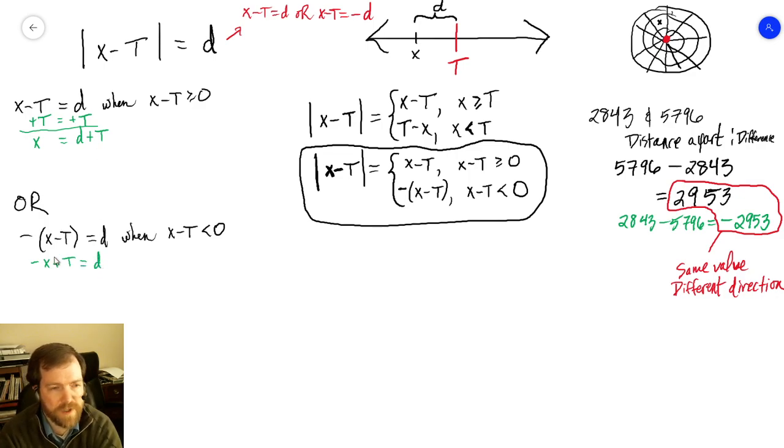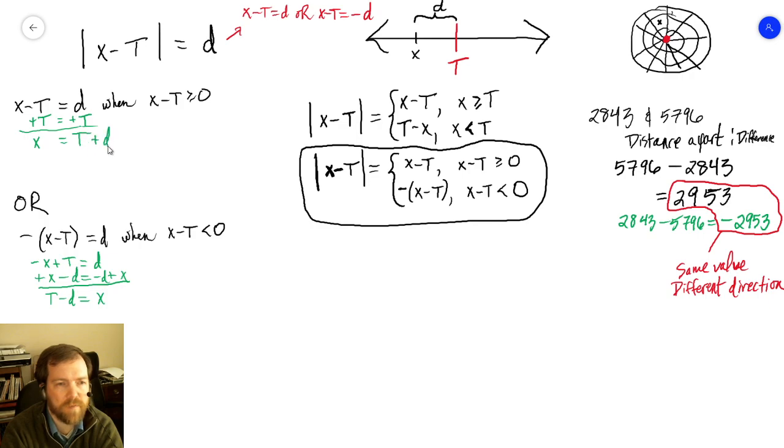And I'm going to rearrange this probably in a way that you're not going to be used to, but it makes sense later. I'm going to add x to both sides, and I'm also going to subtract d from both sides. Reason being, if I do that, I now have t minus d is equal to x. And up here, probably want that the other way around, so you'll see why in a minute. This is going to be t plus d.